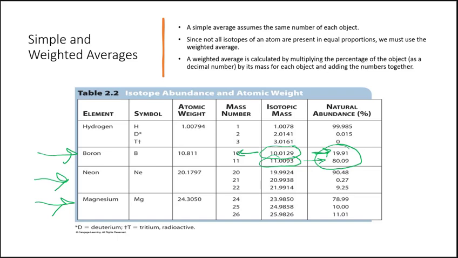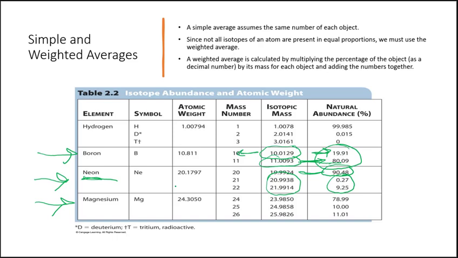So when I find the average of this, it's going to be somewhere between 10 and 11, and it would be closer to the one that's larger percentage, so closer to 11, but in between 10 and 11. Let's look at neon here. Neon, 90% of this sample of neon has a mass of almost 20. And then the other 10% is about 21 and about 22. So it's going to be closer to 20, but a little bit more than 20 because not lower than 20, right? Because the other 10% is greater than 20, 21, and 22.